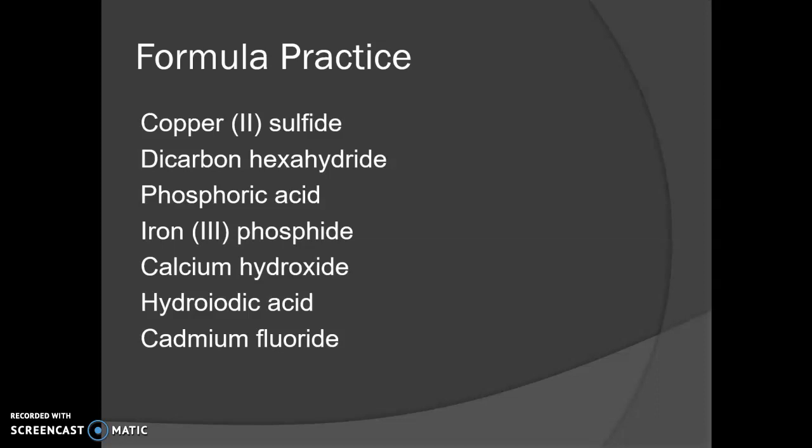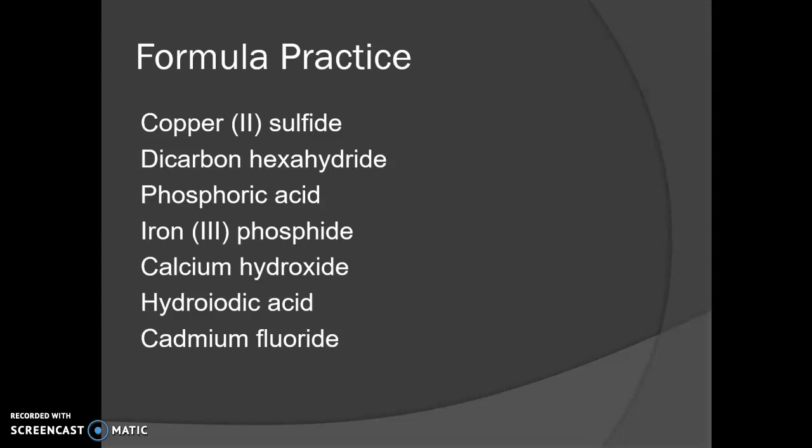And let's check and see how you did. The first one is Cu, capital S. So those two charges cancel out. The second one is C2H6. Do not simplify that because they're not charges. Phosphoric acid is H3PO4. Don't forget to bring that 3 down from phosphate.